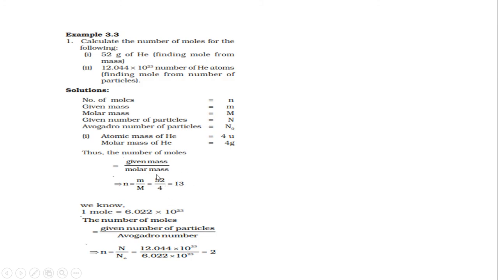So the number of moles is 13. They are asking you to find the number of helium atoms. Avogadro number is the constant. So it will be given number of particles by Avogadro number. If the mass is given, use this formula. If particles are given, you can use this formula: given number of particles by Avogadro constant.